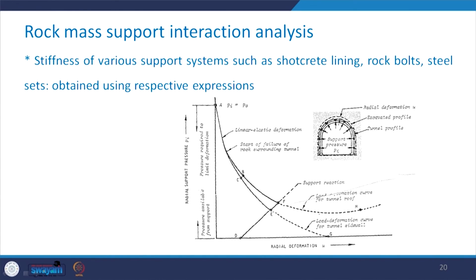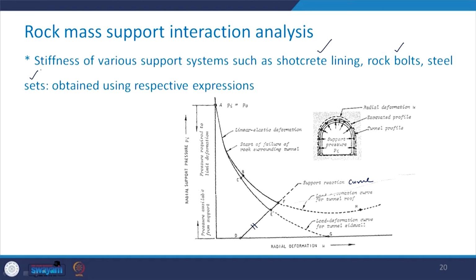So, how to determine the slope of this curve that is representing the support reaction curve? There are various types of support systems available, such as shotcrete lining, rock bolts, steel sets, or you can have a combination of these. These support systems can be designed based upon the requirement of the particular project.